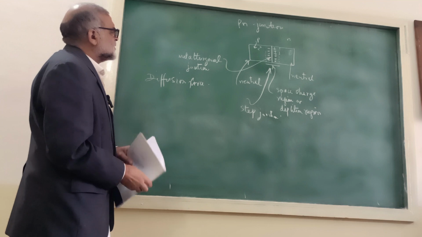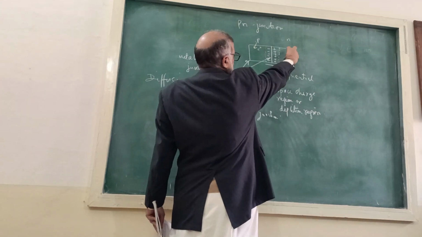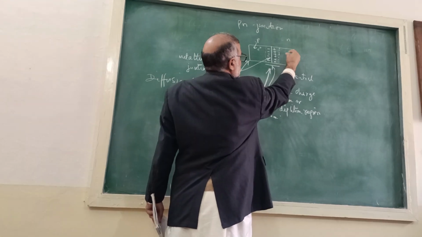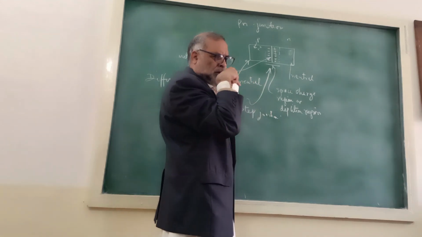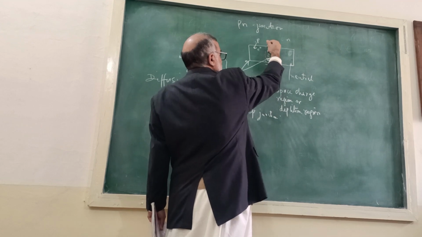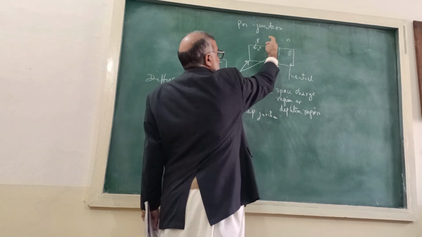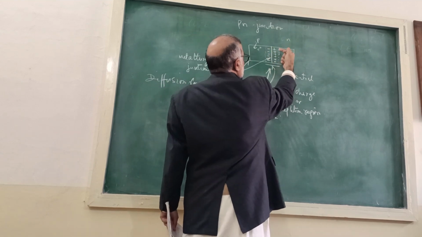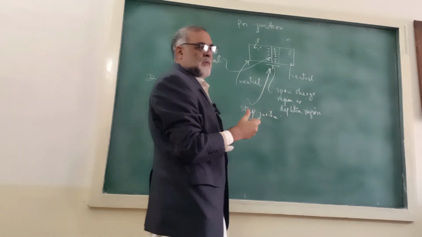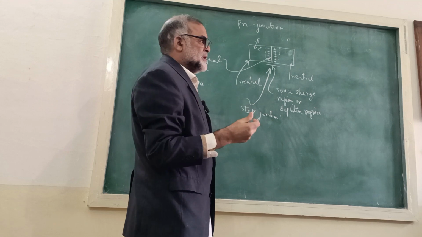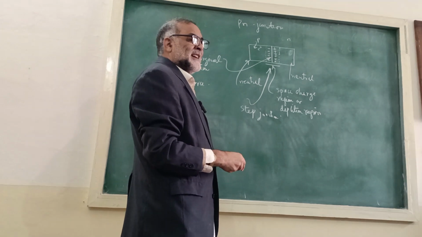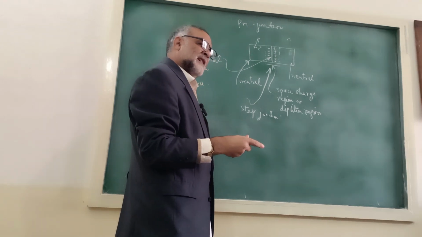Now, there is diffusion force on majority carriers, which are electrons, to move to this side. But as the electrons move to this side, they ionize, and this side becomes negative. So now there is an electric force on the electrons in this direction. The concentration gradient produces diffusion force, and that diffusion force is balanced by the electric force, which stops further moving of the majority carriers.